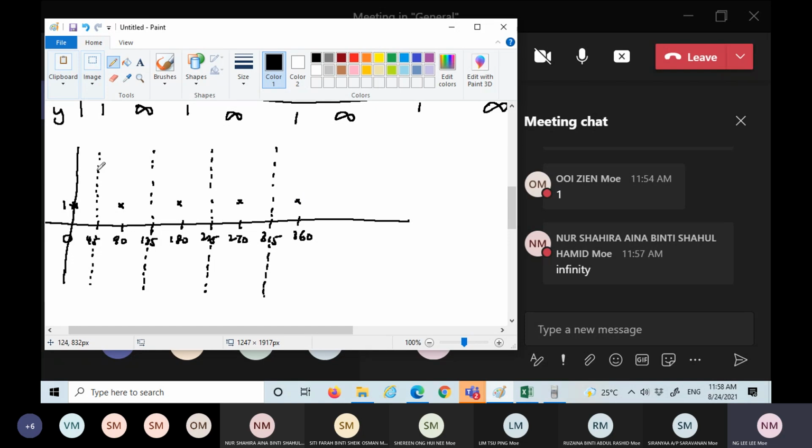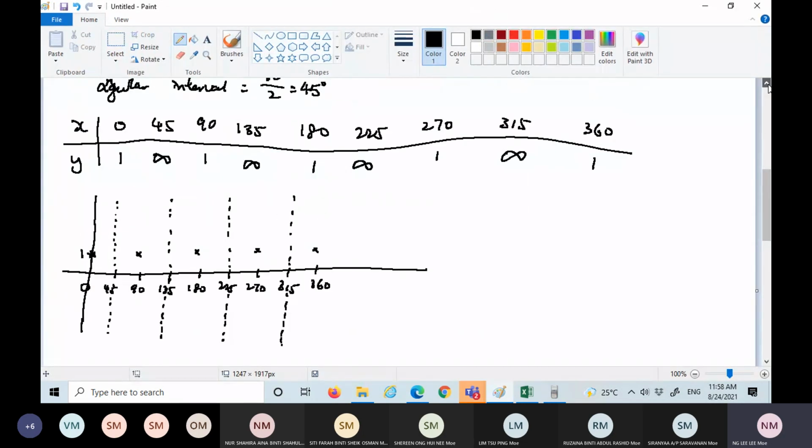Okay, then at 45 it go to infinity. Actually we don't know which infinity it goes to, positive infinity or negative infinity. So we got to test the points surrounding the 45. For the tangent graph, you have an extra other than this table. Follow the angular interval 45 degree here. You have to test an extra point. So I draw it here, extra point. So for 45, we take 1 degree before 45, which is 44, and 1 degree after 45, which is 46. Like this.